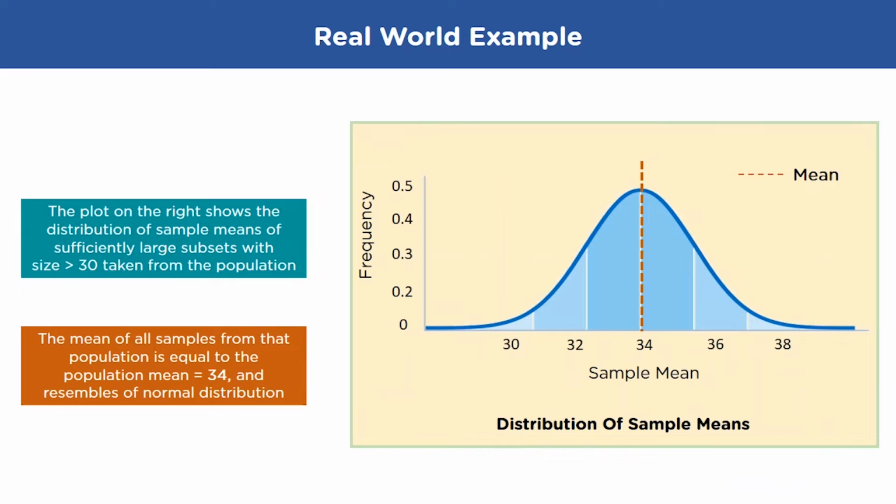A sample size greater than 30 will be sufficient to get the normal bell curve. The mean of all the samples taken from that population is equal to 34, which is equal to the sample mean of the subsets. If you plot the sample means, you will get a normal distribution, which is a bell curve. If these samples meet the Central Limit Theorem criteria, you can assume the distribution of the sample means can be approximated to the normal distribution. Now you know how to apply the Central Limit Theorem in a real world problem.